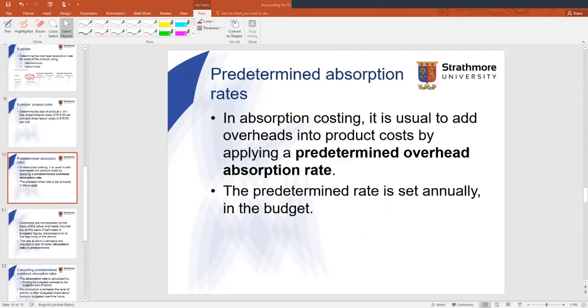So in the case of absorption costing, it's usual to add overhead to product cost by applying predetermined overhead absorption rates, like the one you just did. It's predetermined. As I mentioned, we are using budgeted activity levels, so it's set before it actually happens. The predetermined rate is set annually in the budget. You do it before the year begins.